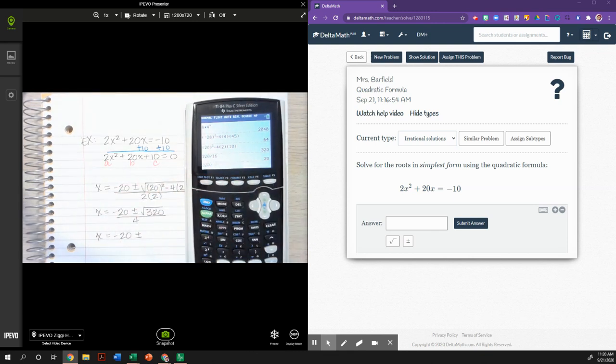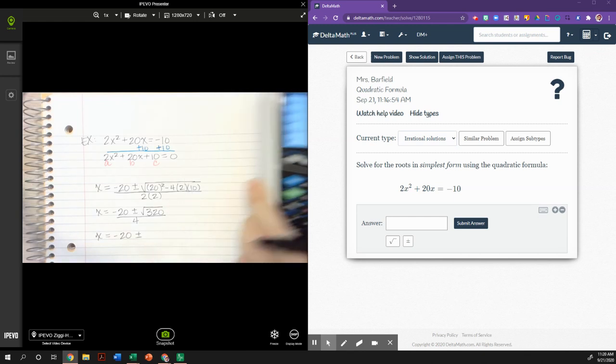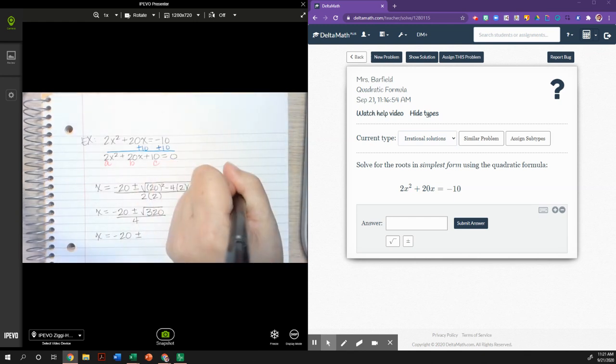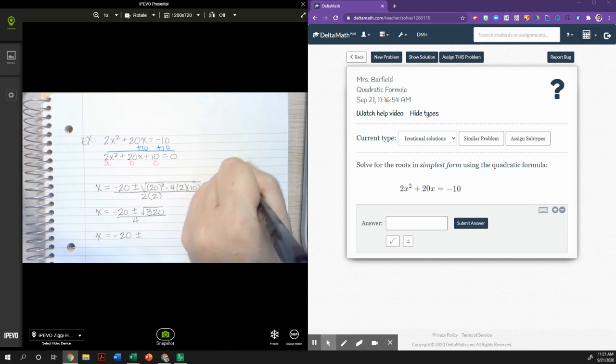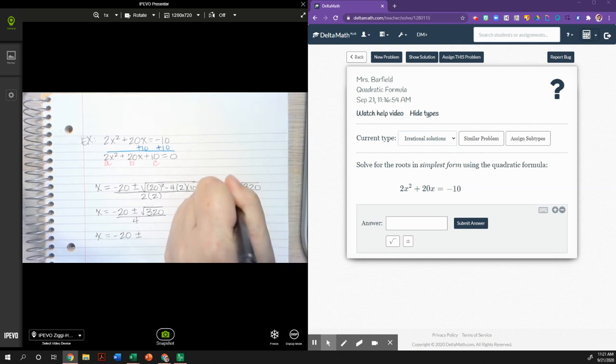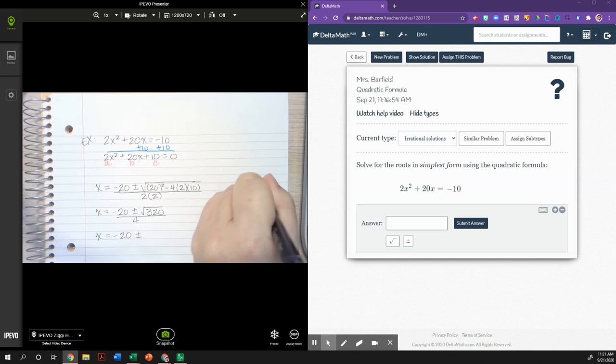16 was a good candidate, but 20 is also divisible by a perfect square. If I divide by 4, that means I've got two perfect squares, so I'm going to multiply those together. 16 times 4 is 64. So I'm going to take 320 and divide it by 64, because that's a perfect square, and I get 5. So what does that mean for my problem? The square root of 320 is the same thing as the square root of 64 times the square root of 5.